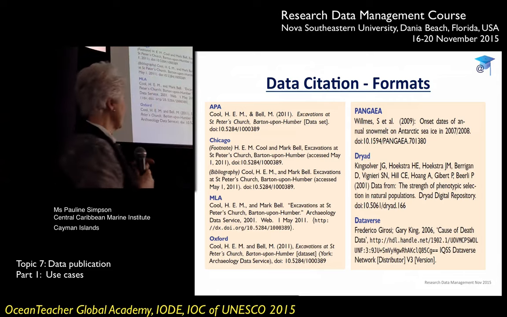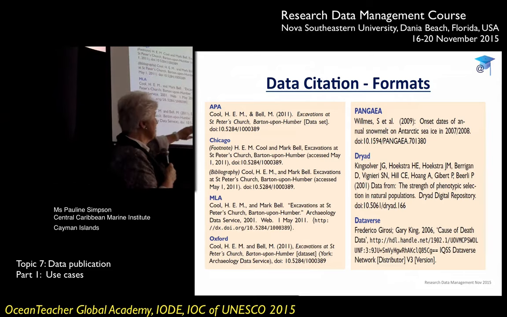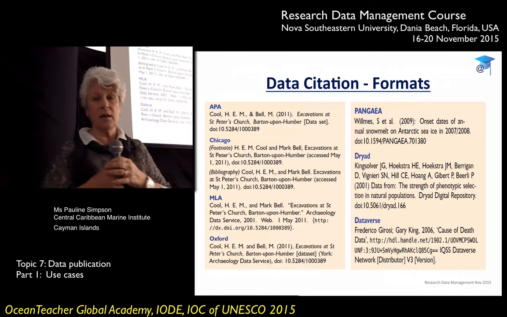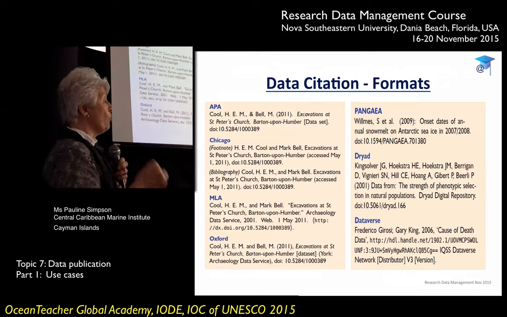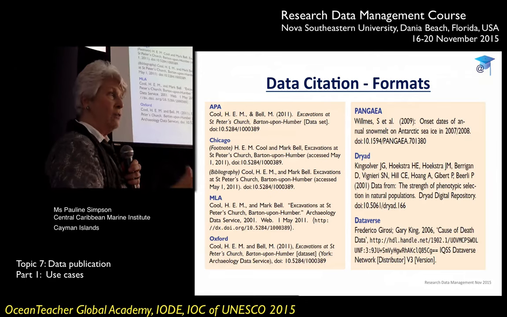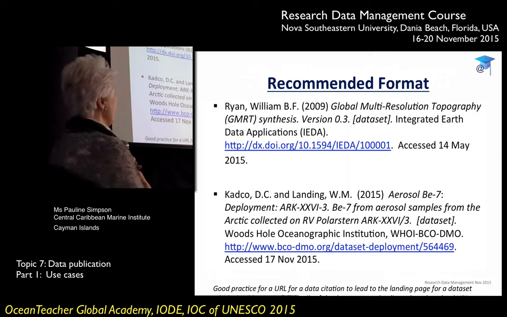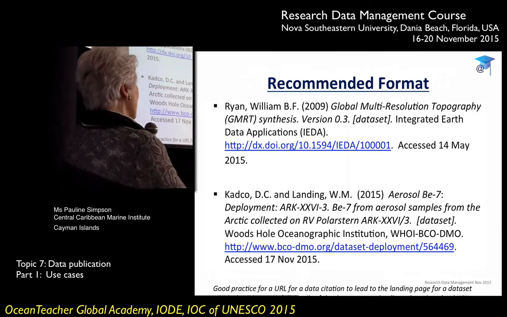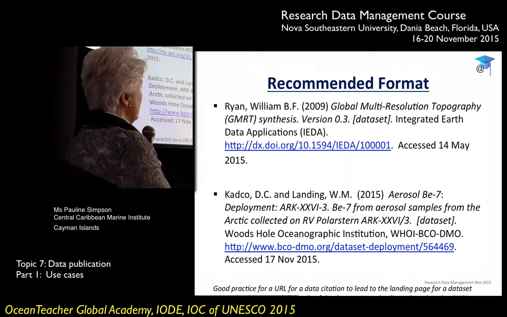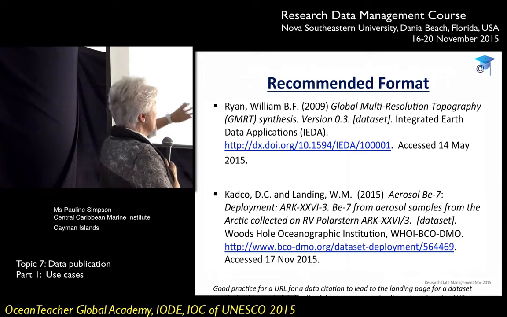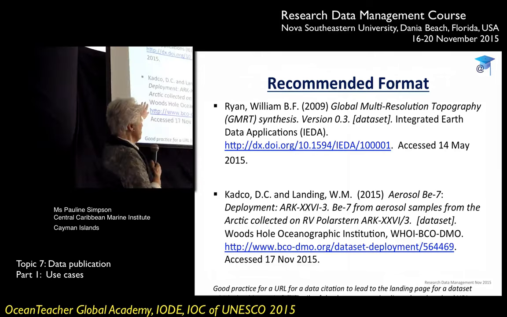Your journal may define that they want you to follow Oxford, or they may define that they want you to follow Dataverse. You will find that that makes the choice for you, in fact. But within your own organisation, know what format you want to use and stick to it. So here I've given some recommended formats. You've seen both of them before, but it has all the elements. It has the author, the release date, the title, the version, the media type, the repository, the persistent identifier, and when you accessed it.